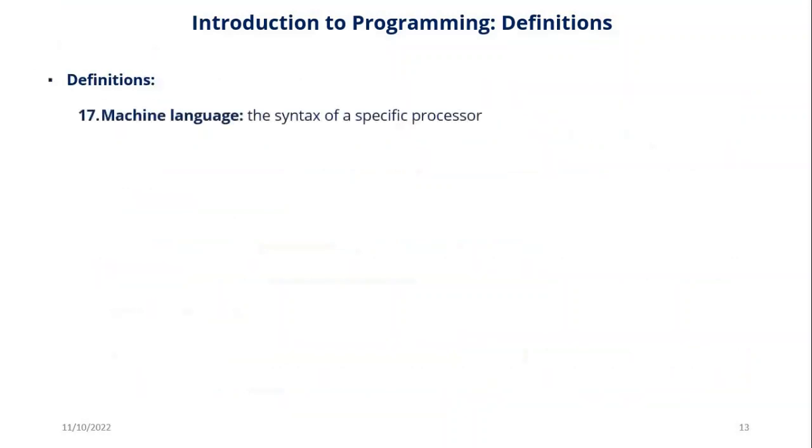Machine language. So we have talked about interpreters, compilers, assemblers. Now we talk about machine language. This is the syntax of a specific processor. Like I told you earlier on, a processor only understands two alphabets, 0 or 1. That 0 indicates a switch is off and 1 indicates a switch is on.